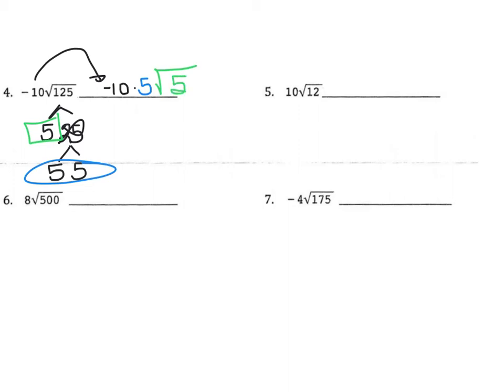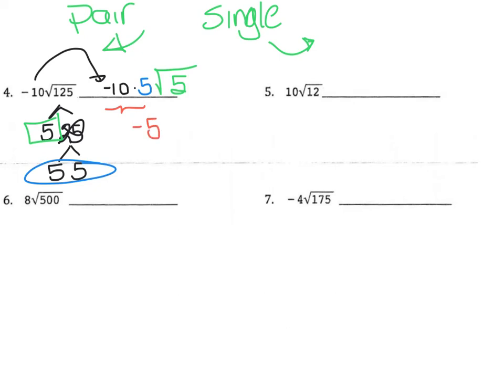Okay, remember, pair out, single in. Okay, final step, multiply. So we're going to find out that these two multiplied together gives us a -50 square root of 5, and that's our final answer. Oh, I hope you're catching on to these. Okay, I'm going to try one last one.